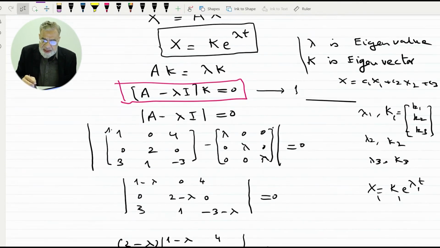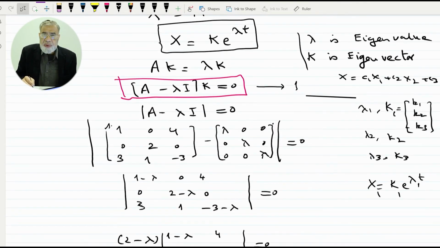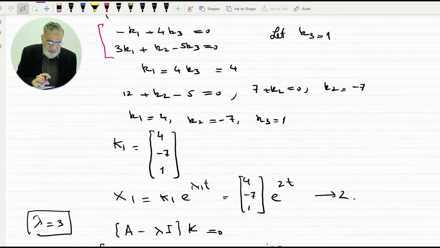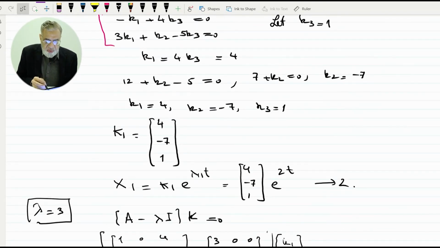So as I mentioned here, I get x1. x1 is equal to k1 e to power lambda 1 t. So I want to find k1, I get lambda 1, I substitute here. So I get here x1 is equal to 4, minus 7, 1 e to power 2t, is my equation 4. Now I take the second value of lambda.